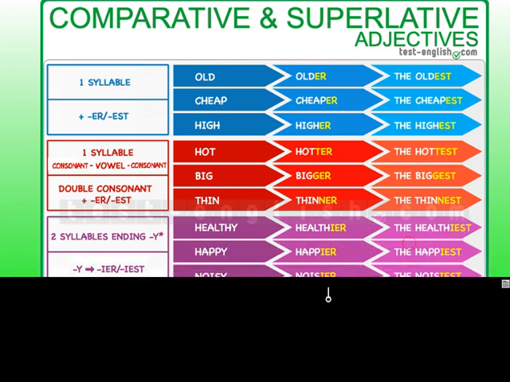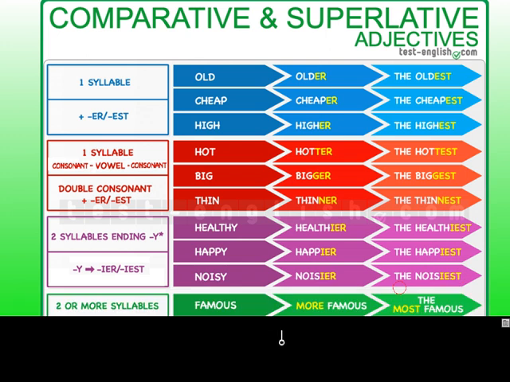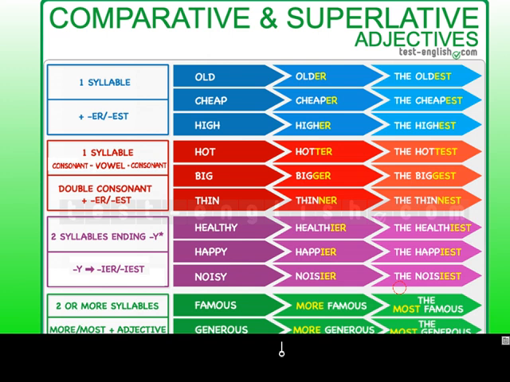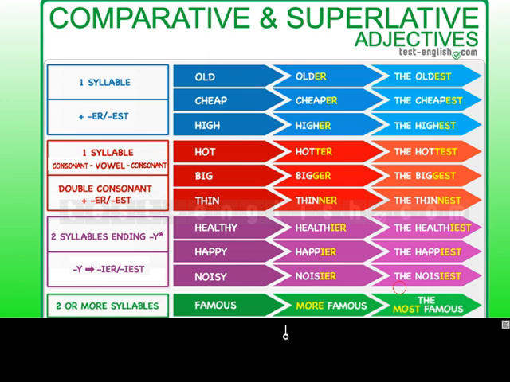Let's read other examples that apply the same rule: happy, happier, the happiest. Noisy, noisier, the noisiest. Now let's talk about two or more syllable adjectives where we have to add more or most, then the adjective should be written.